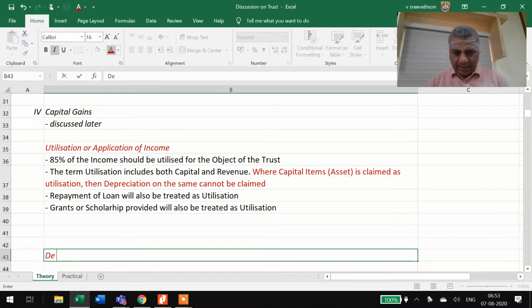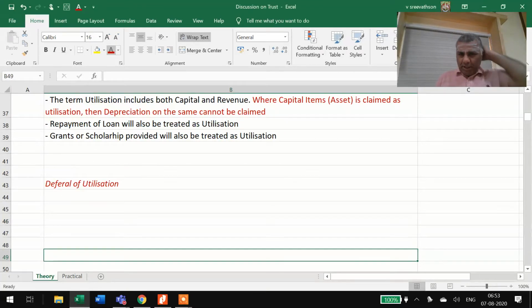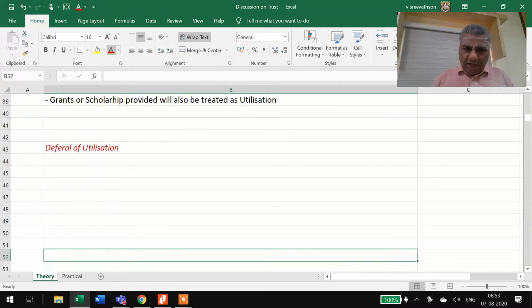Heading: deferral of utilization. Actually in your notebook again we will go to a diagram. In the center of the line, deferral of utilization. Three branches falling out of it.